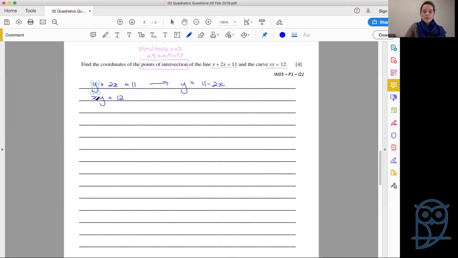Now we can go and substitute into xy. So we would have x, instead of y, we now have 11 minus 2x, and that equals 12. So 11x minus 2x squared equals 12. Let's rather work with a happy quadratic, get that x squared term positive before we go and factorize it. So 0 equals 2x squared minus 11x plus 12.